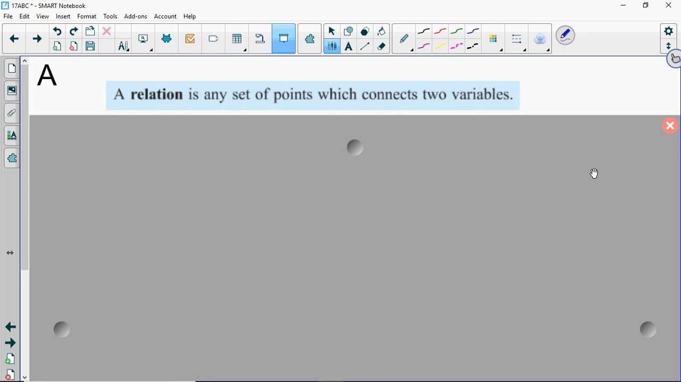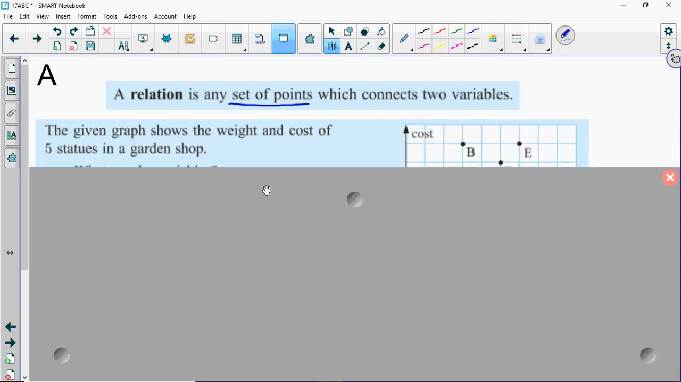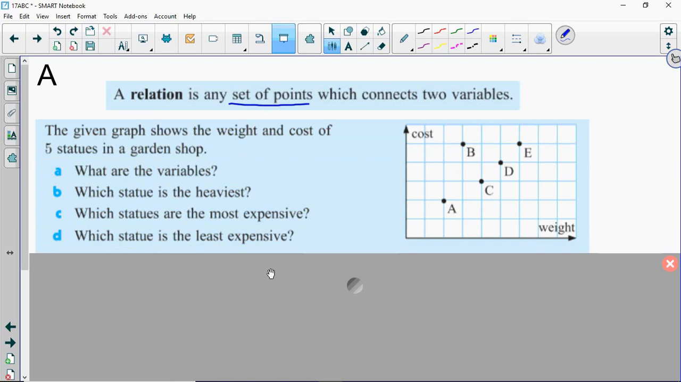So for starters, what is a relation? It's any set of points which connects two variables. And I want to come back to set of points in just a moment, but let's just look at an example first. So here we've got, okay, there's some statues for sale. We've got a graph displaying some information about those 5 statues.